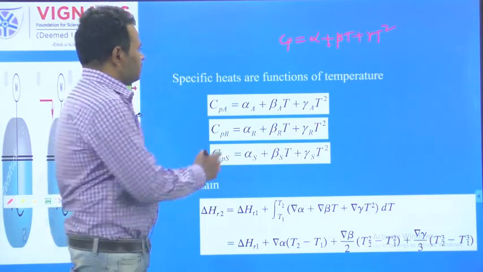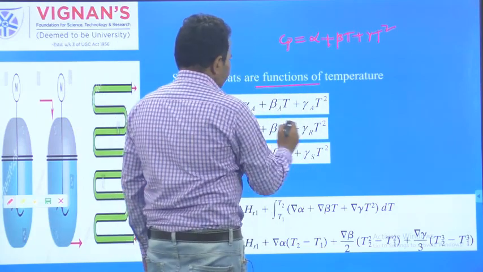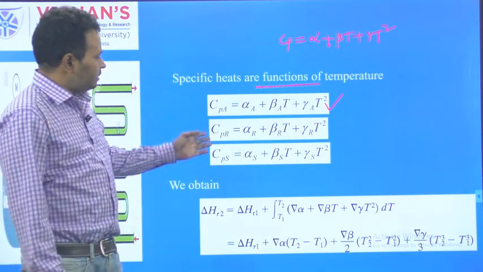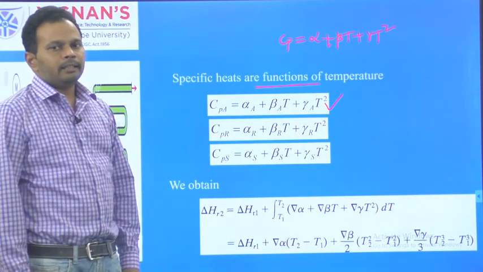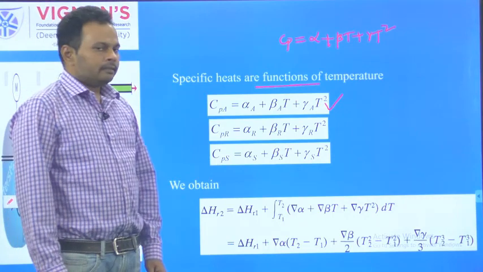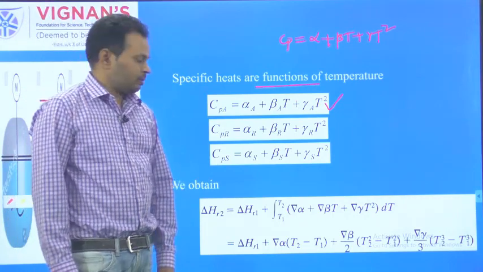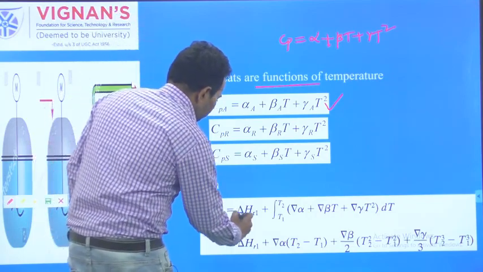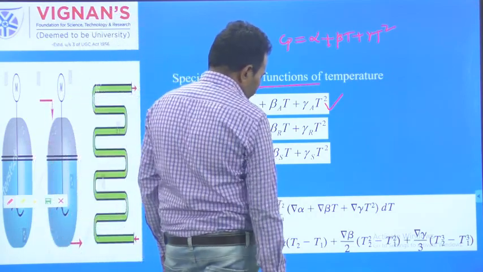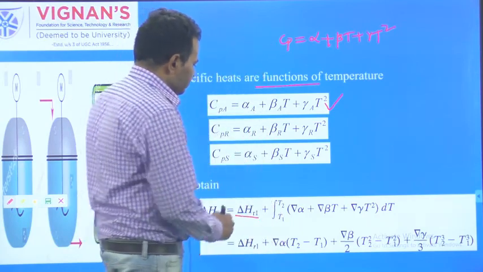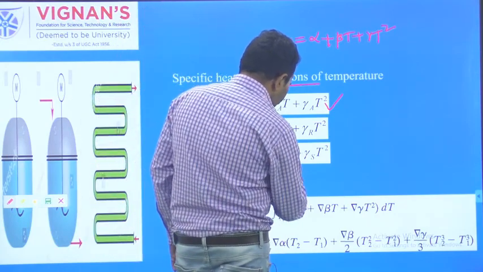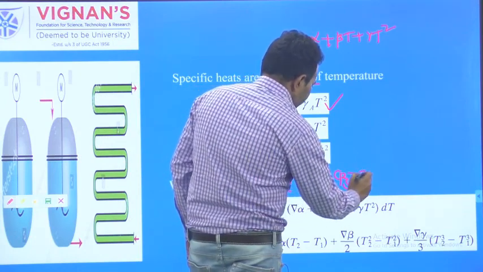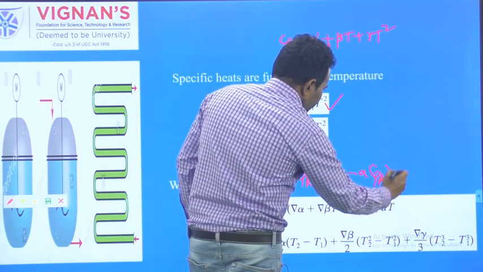So in this case the specific heats are functions of temperature. Write Cpa equal to alpha A plus beta A T plus gamma A T square. Similarly Cpr equal to alpha R plus beta R T plus gamma R T square, and Cps equal to alpha S plus beta S T plus gamma S T square. Substitute all these quantities into the previous equation: del HR2 is equal to del HR1 plus the integral from T1 to T2 of r into Cpr plus s into Cps minus a into Cpa, dT.